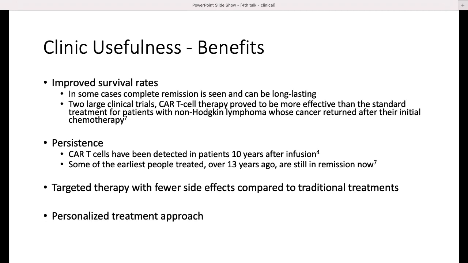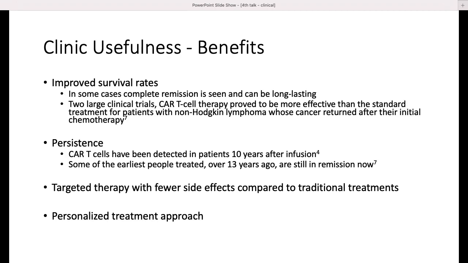So you see these increased survival rates in complete remission can be long-lasting in some patients. One other thing: two large clinical studies showed it to be more effective than the standard of care for specifically non-Hodgkin's lymphoma after it had reoccurred after one initial therapy. That's an important point that I'll touch on in a little bit: perhaps if we shifted this earlier in the treatment regimen, there could potentially be a greater benefit. And unfortunately, the costs kind of prohibit that right now.